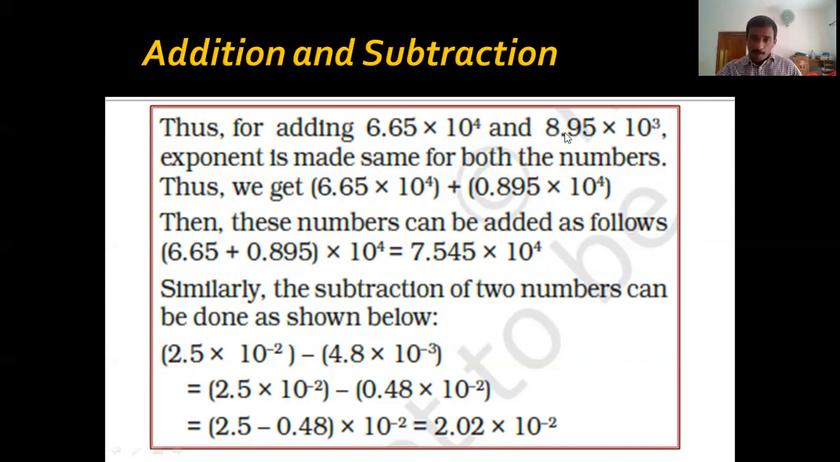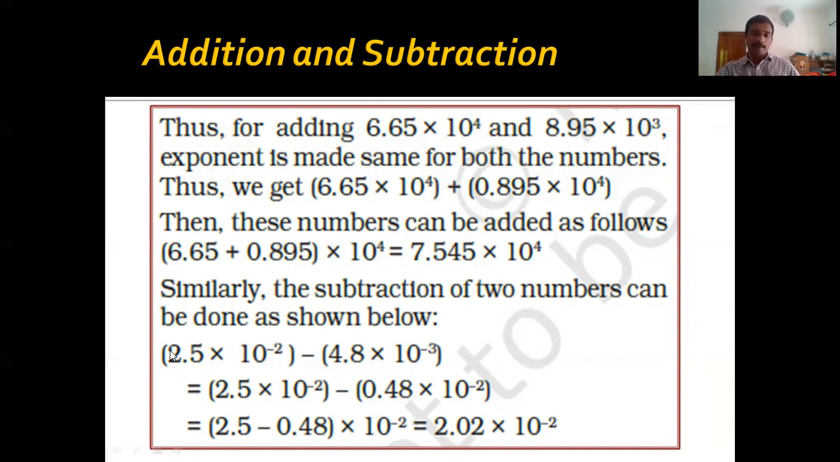If you move this decimal point 1 place to the left, you have to multiply it by 10 raised to 1. 10 raised to 1 into 10 raised to 3, 10 raised to 3 plus 1, that is 10 raised to 4. 6.65 into 10 raised to 4 plus 0.895 into 10 raised to 4. Now the powers are same. We can take it out of the bracket, 10 raised to 4, and the addition is now possible. 7.545 into 10 raised to 4.